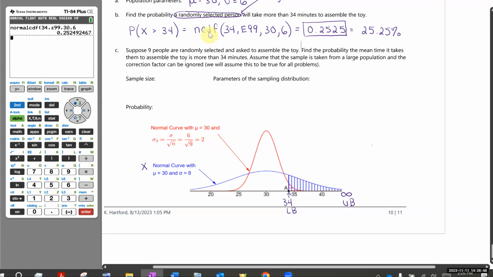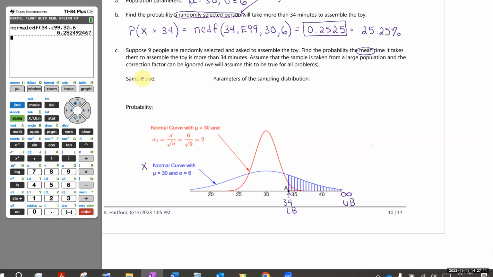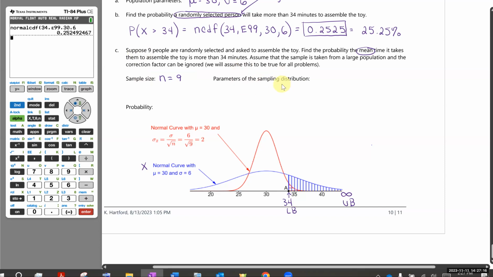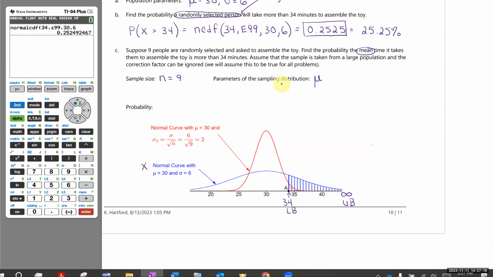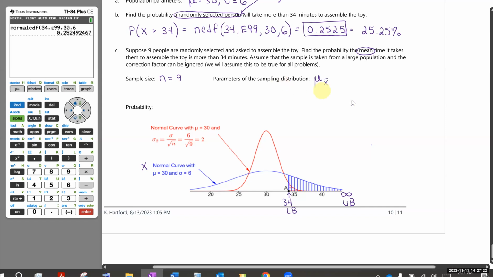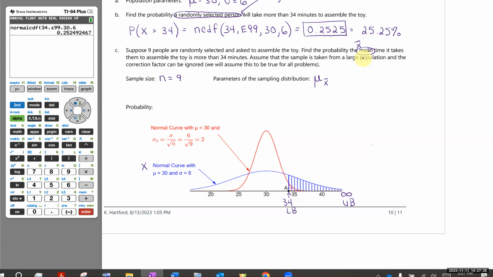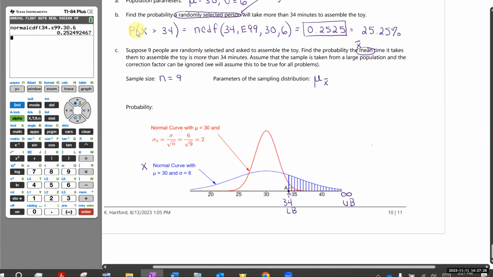So the central limit theorem applies when you're not picking a single person, but rather a sample. So suppose 9 people are randomly selected and asked to assemble the toy. Now we're going to find the probability that the mean for those people sampled is more than 34 minutes. Okay, so our sample size N is 9. So the central limit theorem tells us that for the sampling distribution, we're going to be looking for a probability concerning X bar, not X.